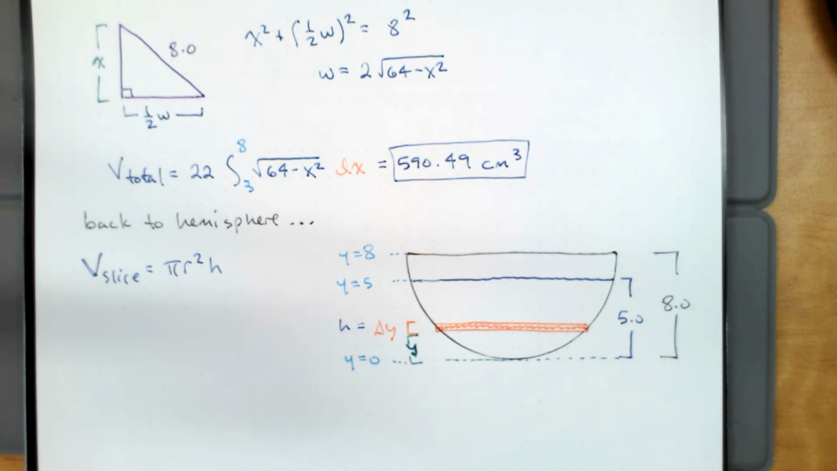build the integral, it only represents slices where there's water. Here, the water starts at 0 and ends at 5.